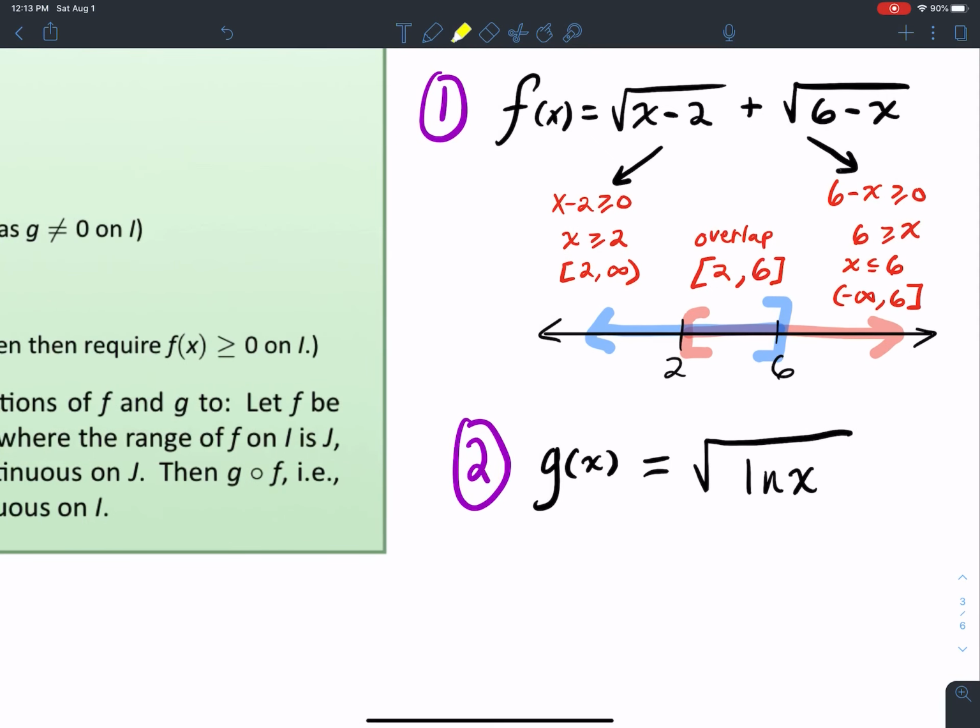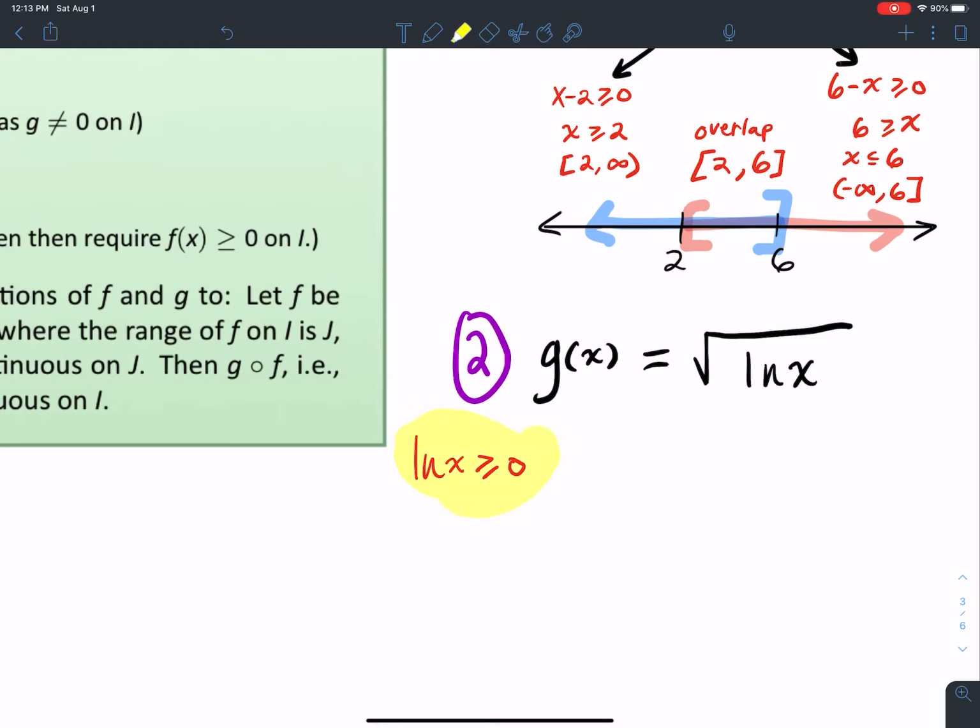G of x equals the square root of the natural log. Ooh, that's kind of a flip out, right? Well, what do we know first right off the bat? We know whatever's in a square root needs to be greater than or equal to 0. So I set it greater than or equal to 0. Now, how do I solve for x here? Well, I have to think about what the inverse function is. What's the inverse function of ln? The inverse of ln is e to the x.